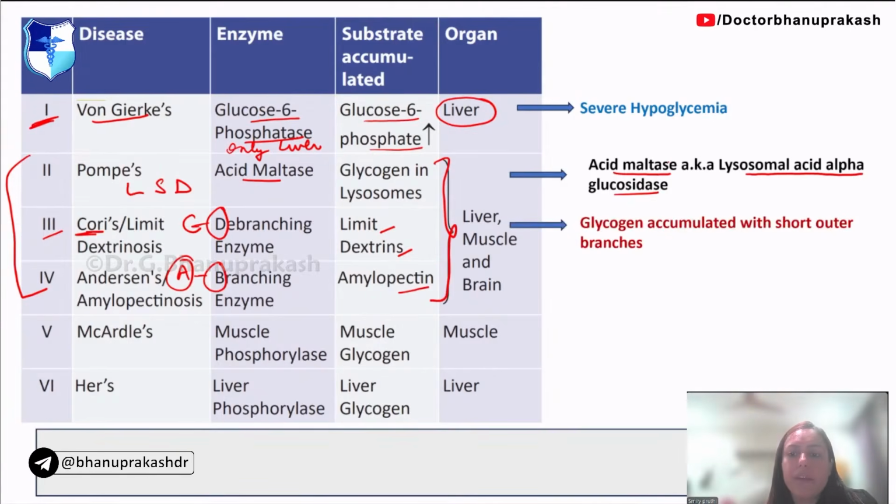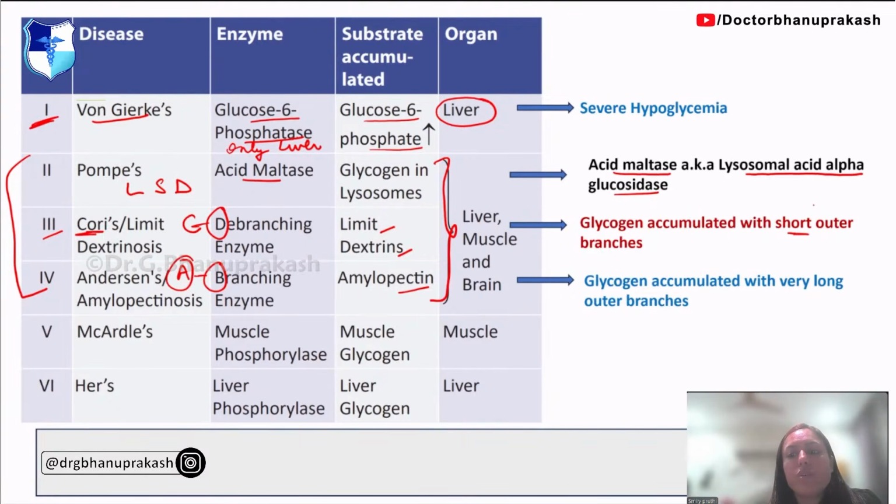Type 3, glycogen is accumulated with short outer branches. Limit dextrin, limit, it has a limited growth, so short outer branches. Okay. Amylopectin is a kind of glycogen with very long outer branches.